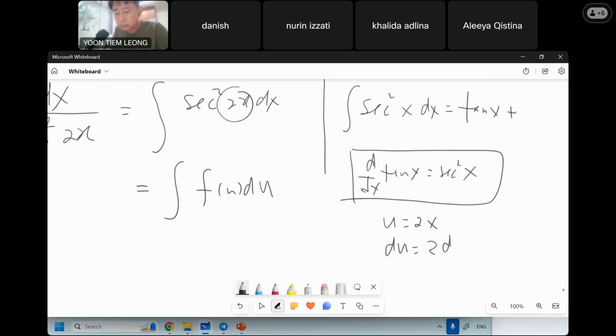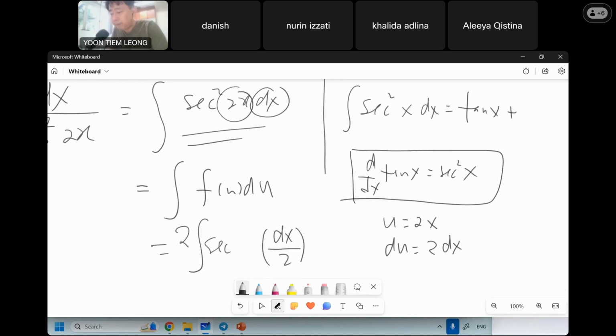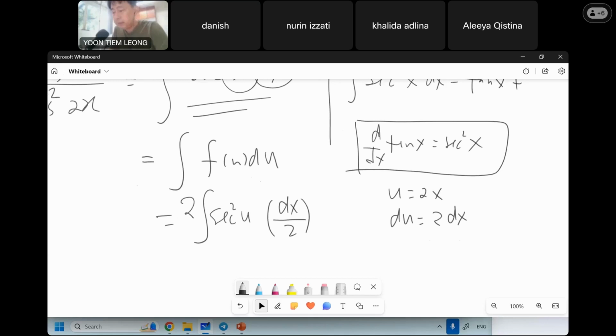du equals 2 dx. Here, dx is equal to half of du. So I'm going to write this in the form of dx over 2, so that this gives me du a factor of 2. Then I have a secant square of u. Okay, and here dx over 2 is just du.